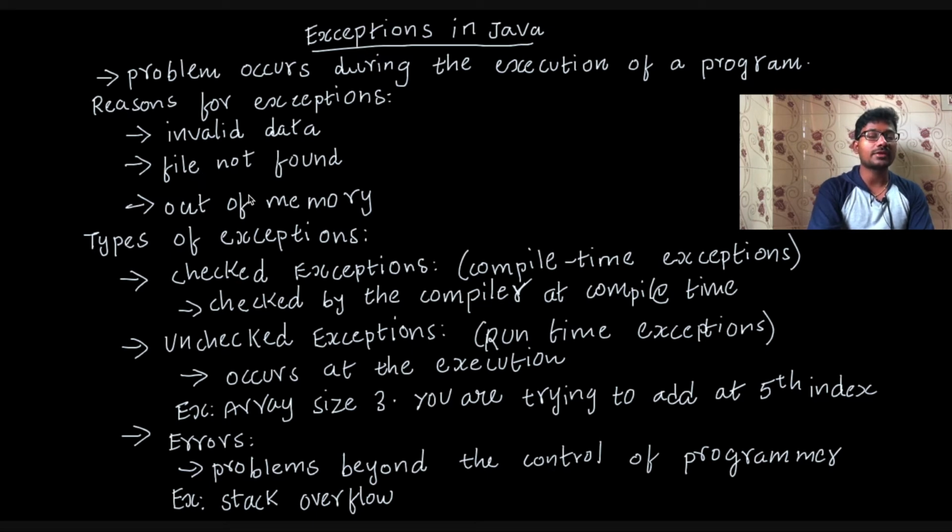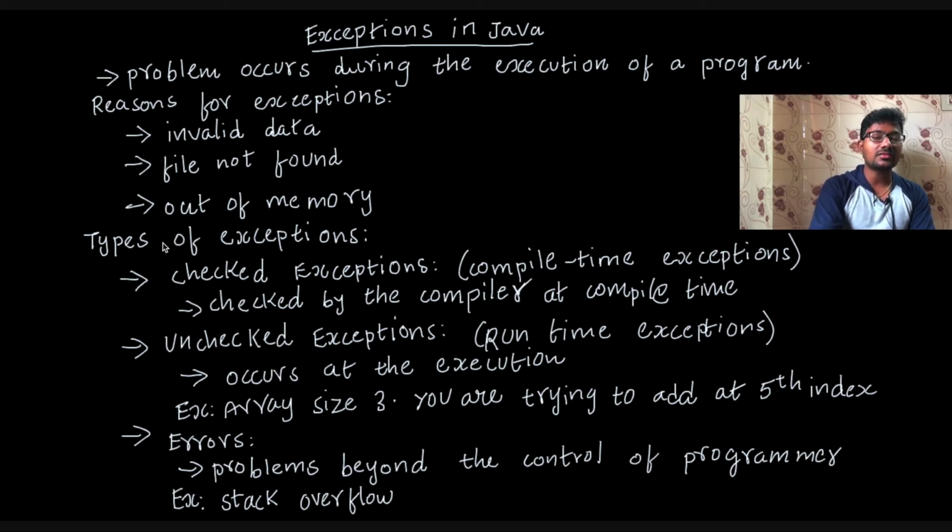And out of memory. Out of memory means if you are running a program, that program needs some amount of memory, but that amount of memory is not allocated to the JVM, then that would cause an out of memory exception. So these are the three common reasons for exceptions. There are n number of reasons. These are the three most commonly caused reasons.